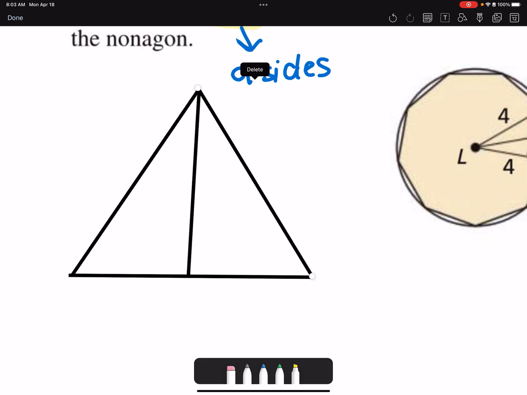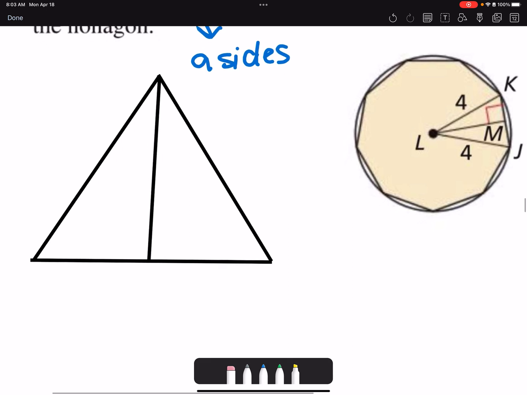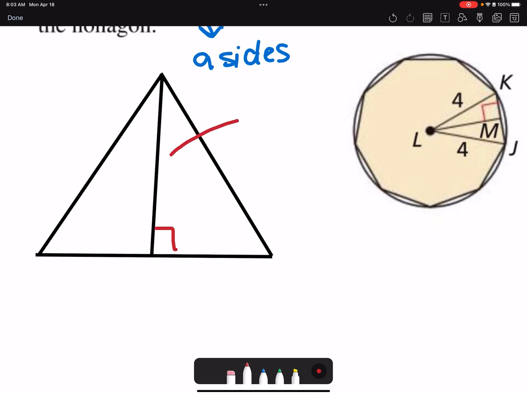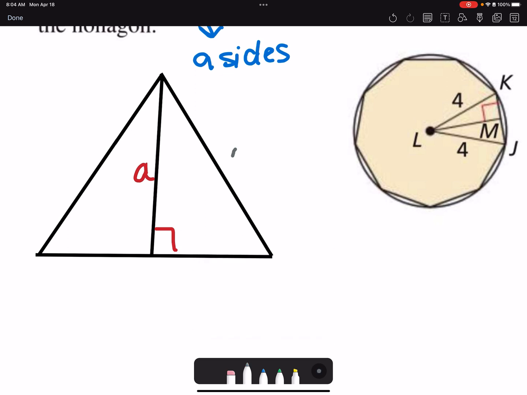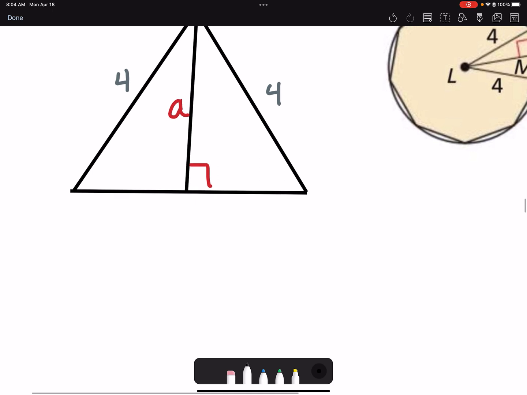And in this triangle, we are told that the line here in the middle of it is perpendicular. This is my apothem. So if this is my apothem, we're going to label this as A. We also know that this is 4 and this is 4. I have L, I have J, I have M, and I have K.